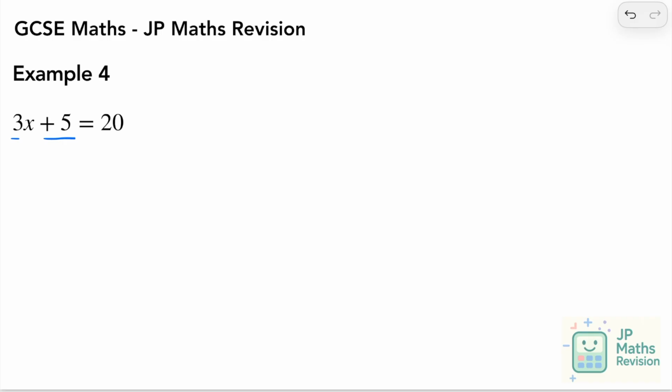So to get rid of the plus 5, we need to do the opposite. So the opposite of adding 5 is subtracting 5. So we need to minus 5 from both sides, and we end up with 3x equals 15. So now we have 3x, we need to do the opposite of times by 3. So the opposite of times by 3 is dividing by 3. So we're going to do 15 divided by 3, and that is 5. So the answer to this question is x equals 5.